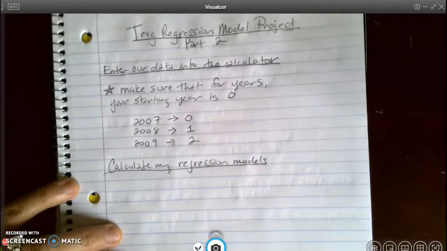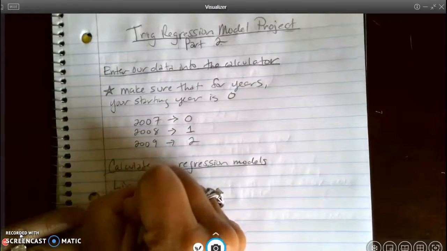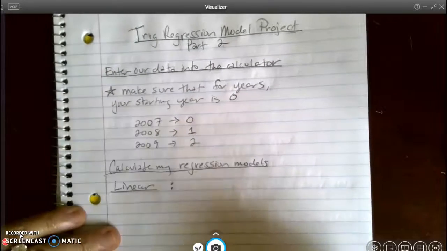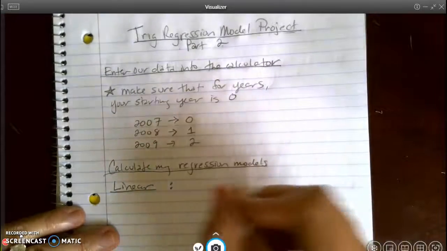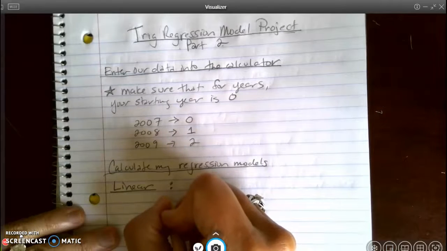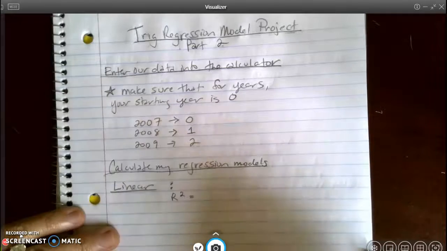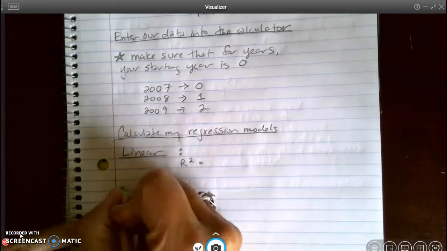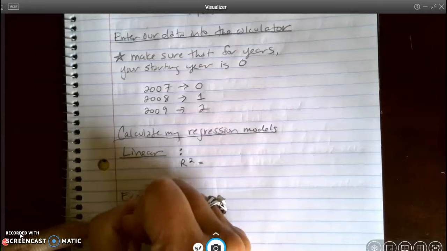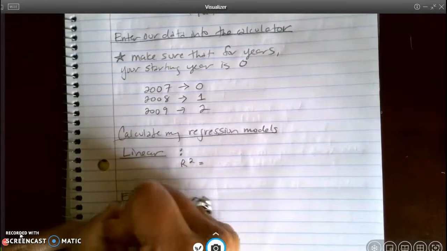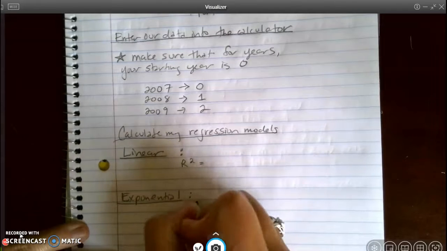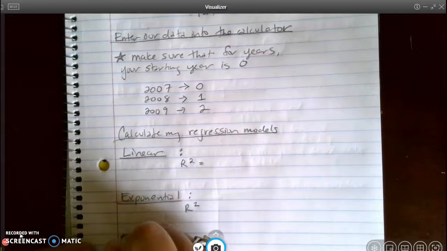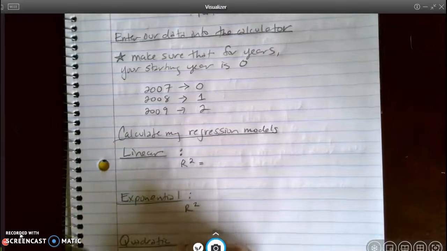And I have 3 regression models. I'm going to have linear. I'll write that equation. And it also asks for me to say what the r squared value is. So I'm going to do my linear equation and its r squared value. Then I'm going to do my exponential, and its r squared value. And I'm going to do my quadratic, and its r squared value.